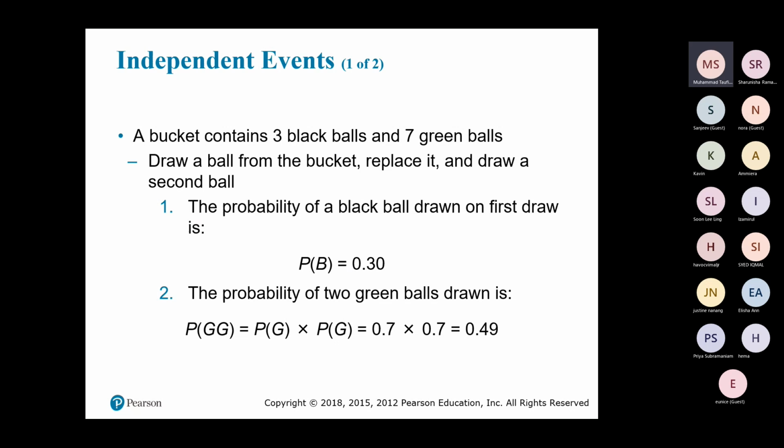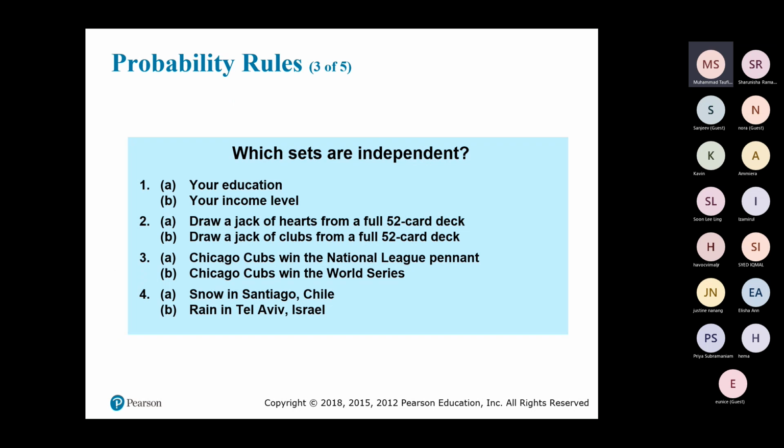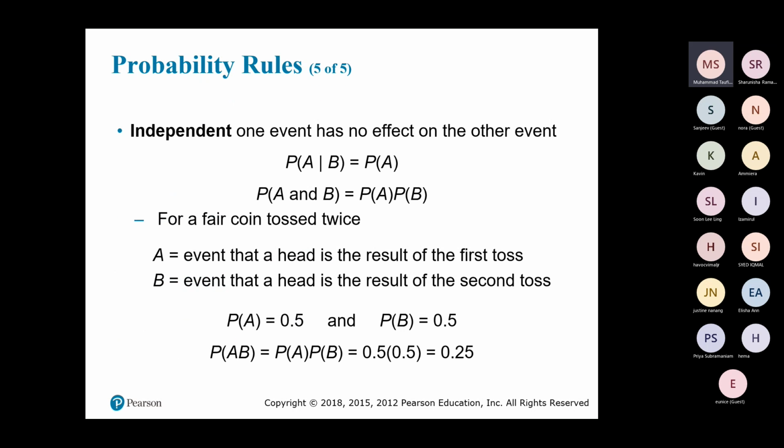So now we want to learn about independent. Last class, we left with the last one we discussed about independent and dependent event. So we already discussed this one. So now we look at how to calculate probability for independent and dependent event.